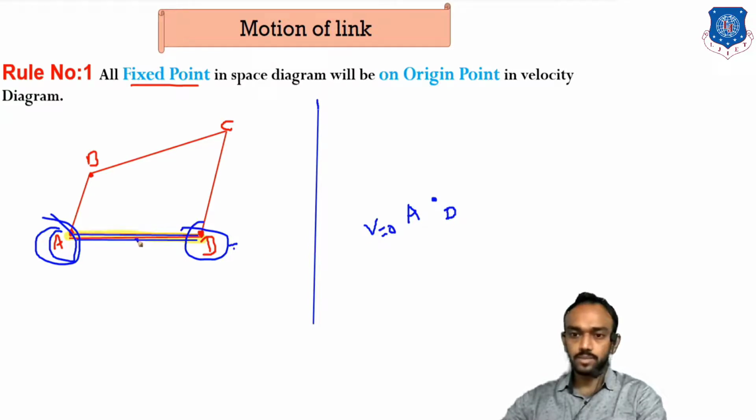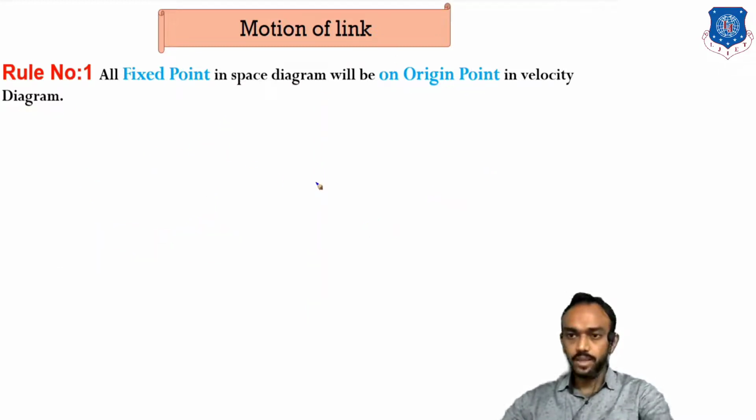Okay, if I say there is another point E, which is also fixed, the velocity of E will be 0. So E will also be here. All fixed points from the mechanism we can locate on the same origin point on a velocity diagram. Okay, let's go to next.